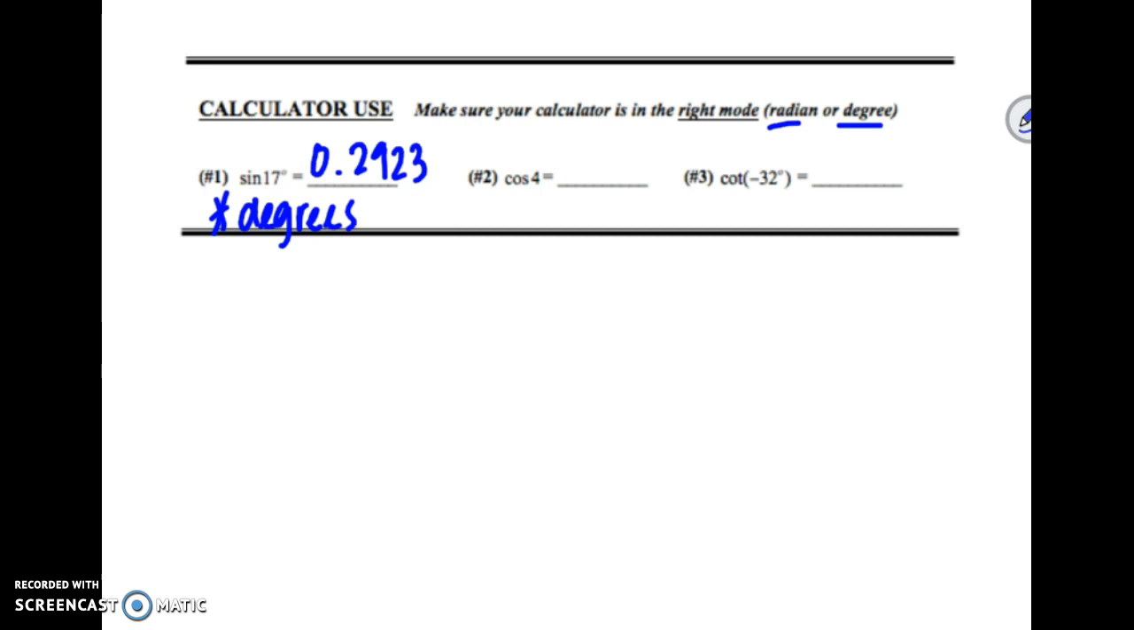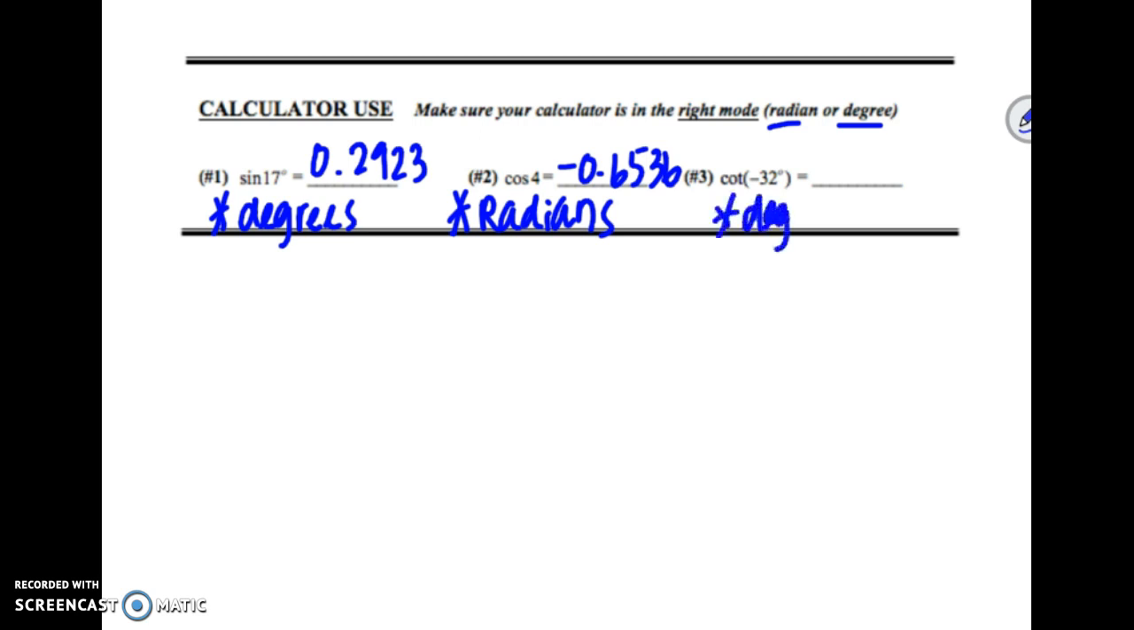For number 2, we have cosine of 4. Since 4 does not have a degree symbol, we need to assume that 4 is in radians. So our calculator needs to be in radians. Typing this into your calculator, you then get negative 0.6536. And then finally for number 3, we have cotangent of negative 32 degrees.